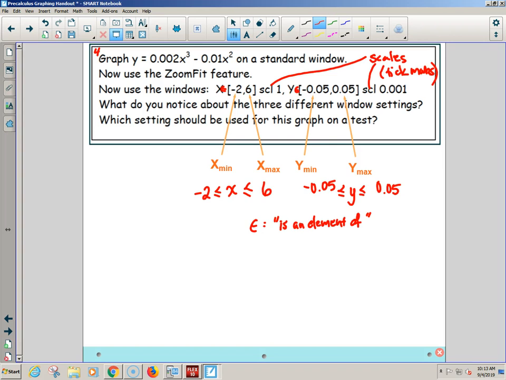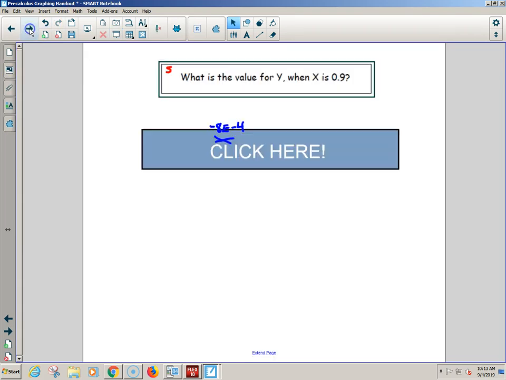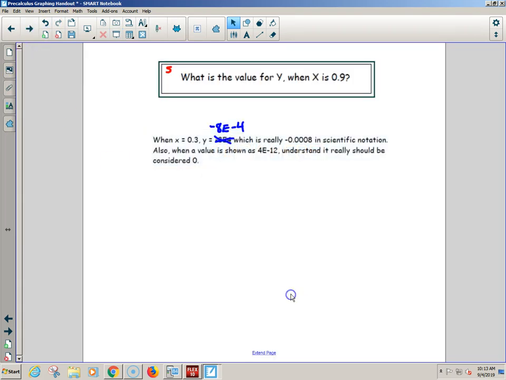When you did zoom standard and zoom fit, did you see maximums or minimums? No. But in the last one, did you see a max and a min? Yes. So what's the most appropriate setting? Yeah, but this y, negative 0.05 to 0.05, how would you have known to do that? Check out your values. What are these coefficients? Tiny. So we would need to go by tiny increments to actually see if there is any change. Anyway, we're showing you really weird functions to try to help out.